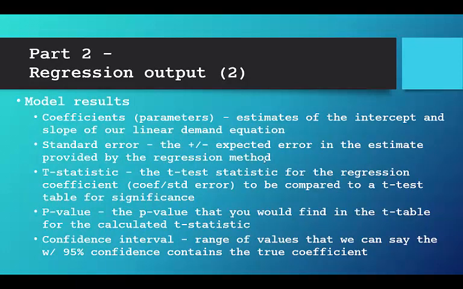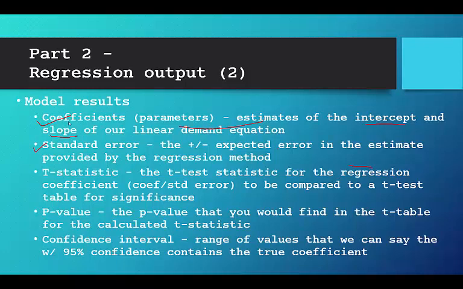The second piece in the model output is the model results themselves, and so you would look at those and see things like your coefficients. The coefficients or the parameters are the estimates in this case of the intercept and the slope for our linear demand equation. The second thing you'll see are the standard errors.